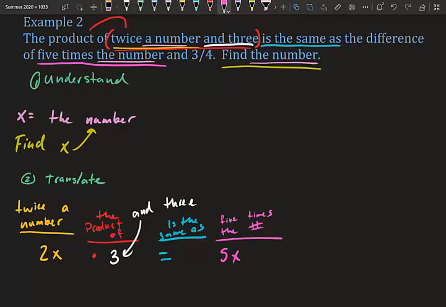And go back to the beginning, the difference of. Just like the product of, the difference of, the sum of, we're going to combine these two things. So minus, that's the difference of. And 3/4. So that's just what we're going to put at the end, the 3/4.